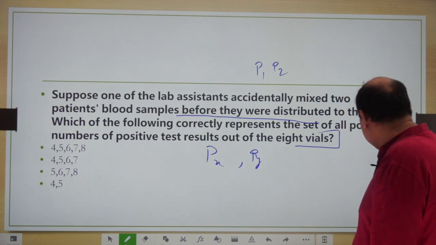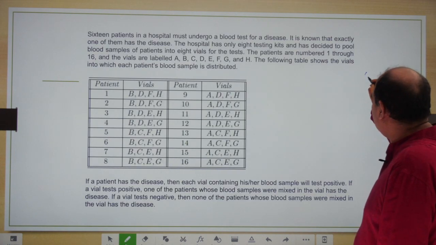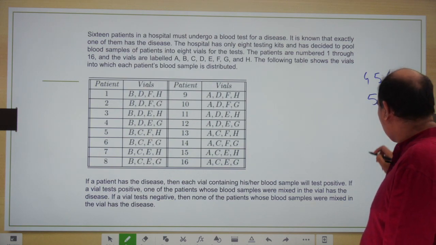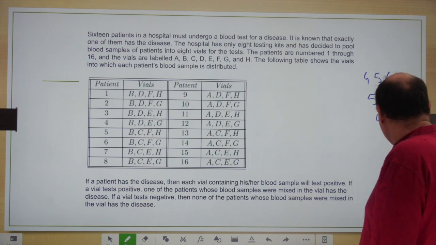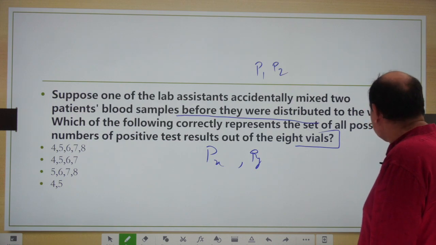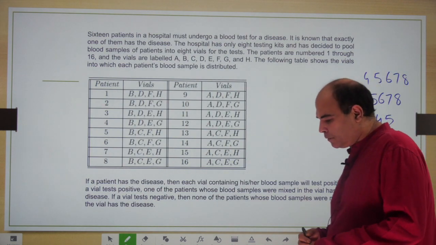So what can happen in this case? And the options are 4, 5, 6, 7, 8. One option is 5, 6, 7, 8. A third option is 4, 5. And what's your last option? The last option is 4, 5, 6, 7. We are talking about how many vials can turn positive.